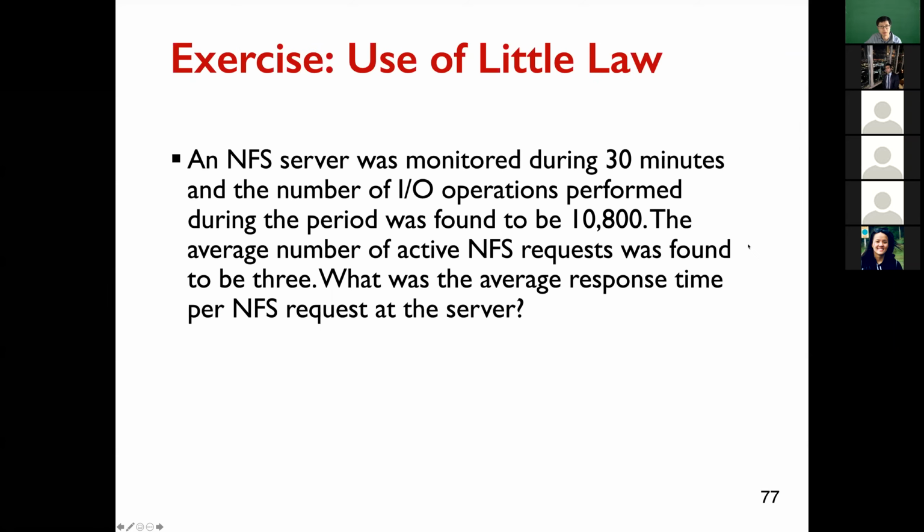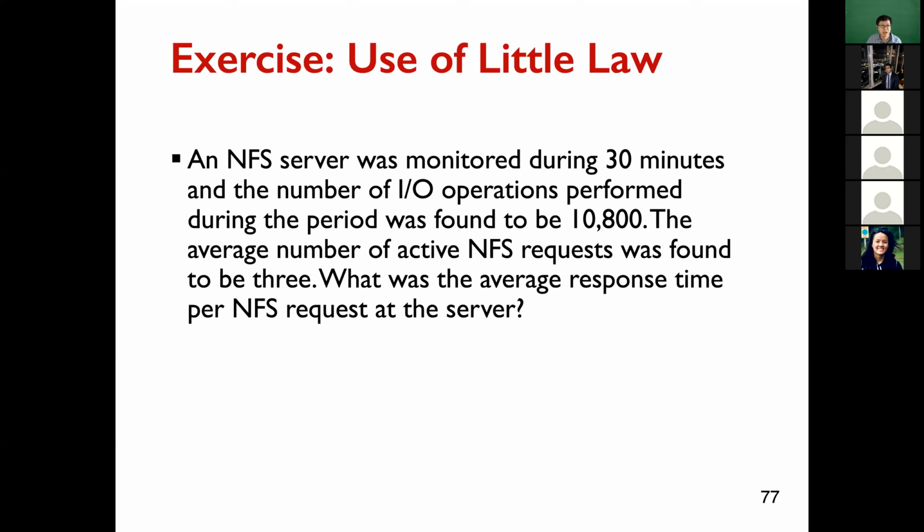Okay, so I will tell you the answer. First we calculate the throughput. 10,800 operations performed in 30 minutes, right? 30 minutes converted to seconds is 1,800 seconds. So it's 10,800 divided by 1,800 seconds, which is 6. Throughput is 6. What is the queue length?